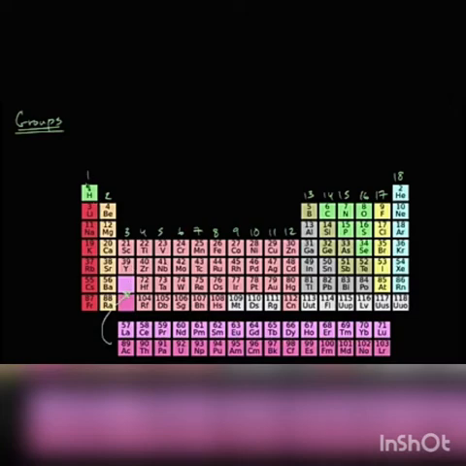But what's interesting, why do we go through the trouble of calling one of these columns a group? Well, this is what's interesting about the periodic table, is that all of the elements in a column, for the most part, and there's tons of exceptions, but for the most part, the elements in the column have very, very, very similar properties. And that's because the elements in a column or the elements in a group tend to have the same number of electrons in their outermost shell. They tend to have the same number of valence electrons.